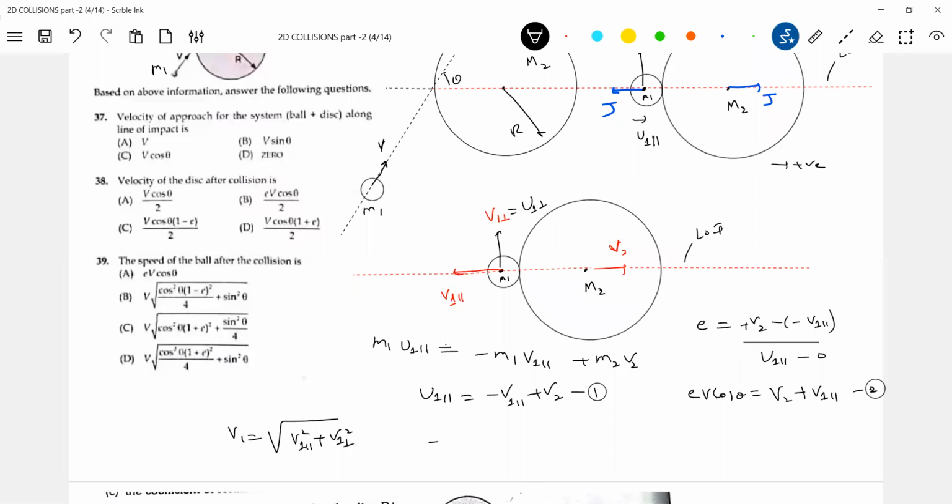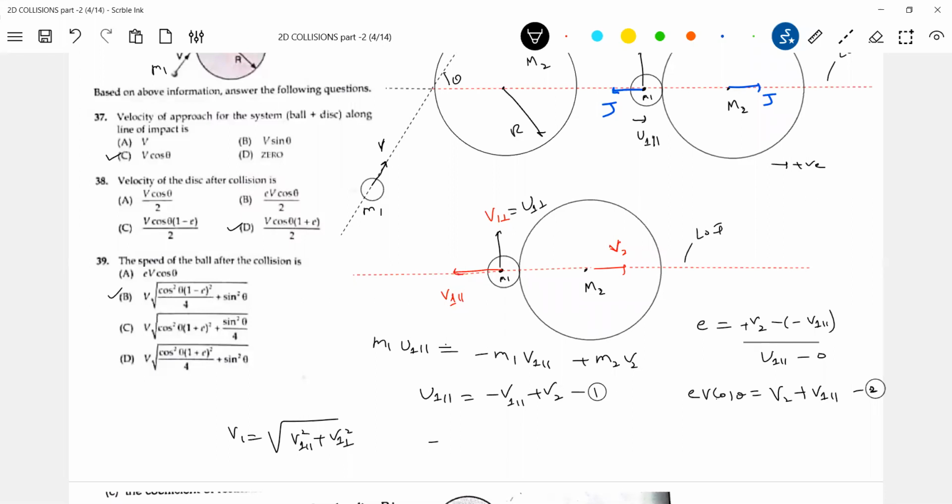Later on, I'll update the answer. I have to check it somewhere. It's okay. I'll give that one. 37 will be C. 38 will be D. 39 will be B. Check the answers later on.